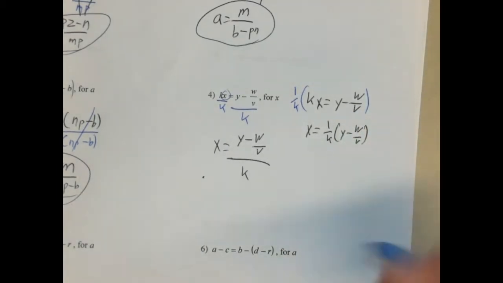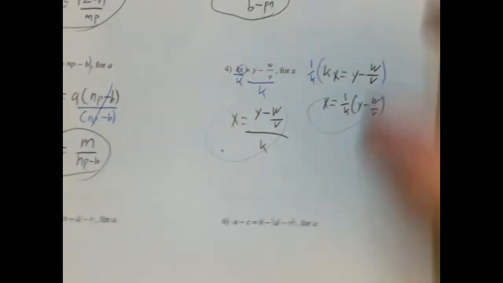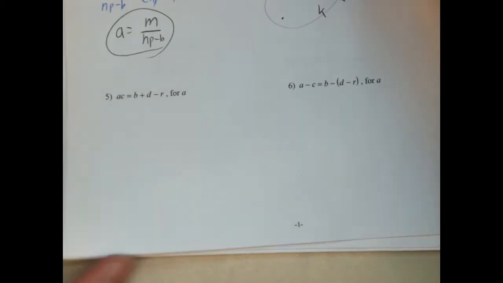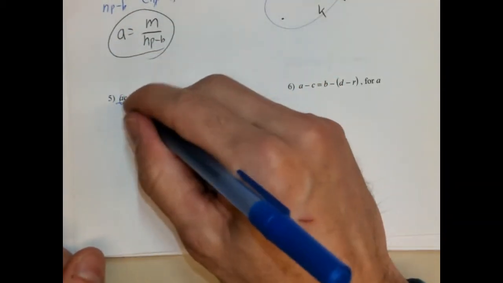Doesn't really matter. And you could also, if you wanted to, distribute, but either one of these is fine. I actually prefer that, to be honest, but do whatever works for you. Solving for a, we want to get c by itself, so we're going to divide by c.